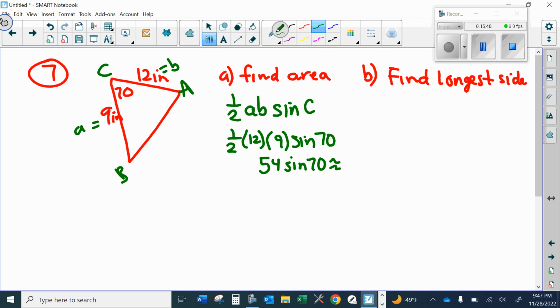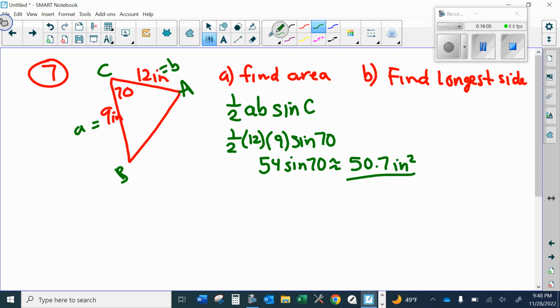So I have 54 sine 70, and that is 50.7. We'll round to the nearest tenth. 50.7 square inches. Okay, you got to put square inches on it because area.